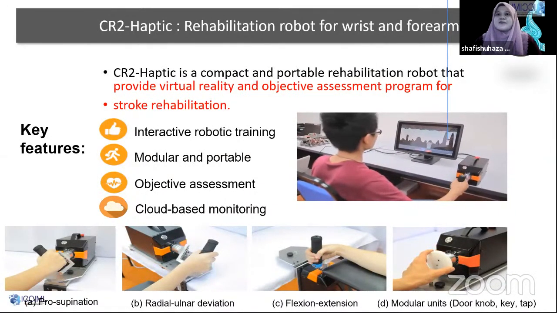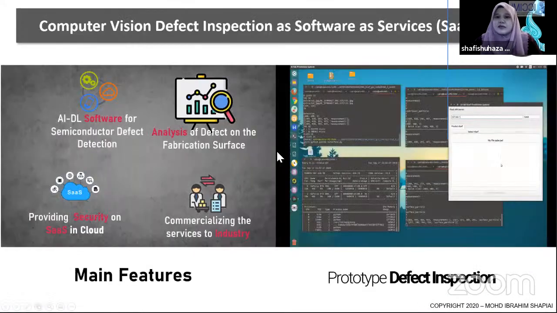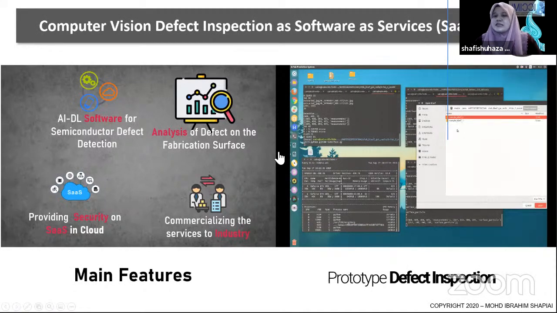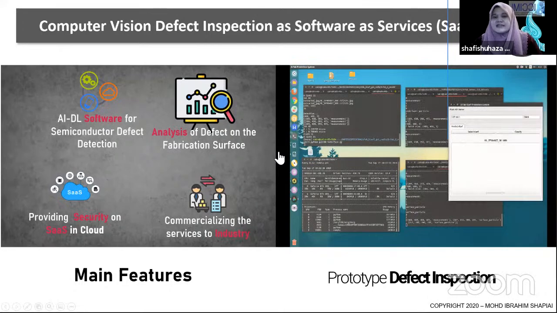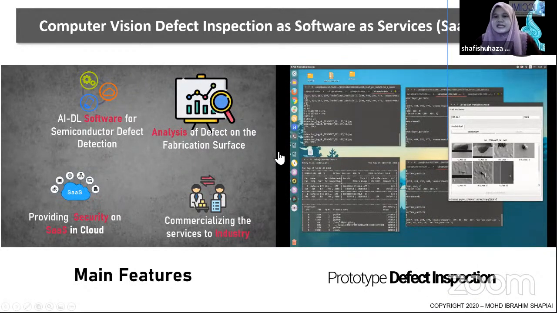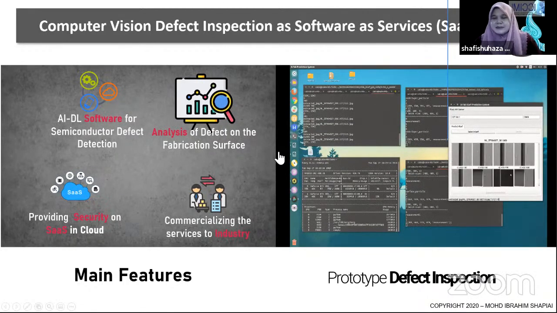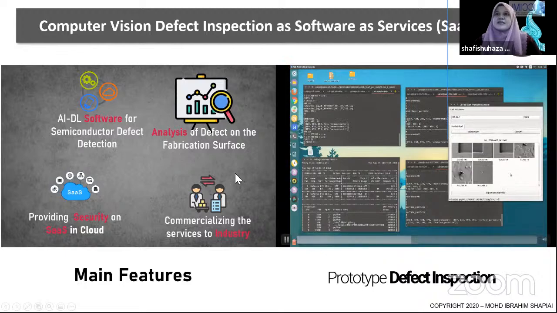Okay, so continuing on smart manufacturing, we have one of our Cairo members in Cairo KL, Dr. Ibrahim. He has a very strong industrial linkage with NVIDIA, a computer system design service company. And Dr. Ibrahim is currently an NVIDIA certified trainer on AI. So as you can see here, his research is on computer vision defect inspection as software as a service, where it is applicable for detecting defects of semiconductors.